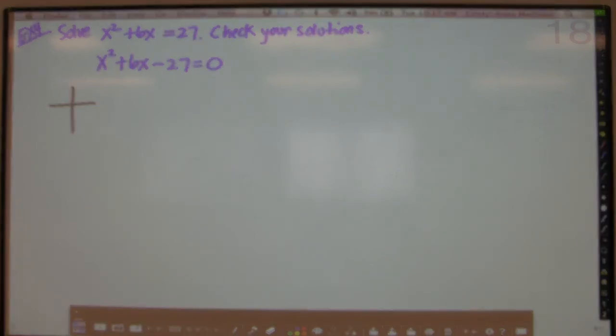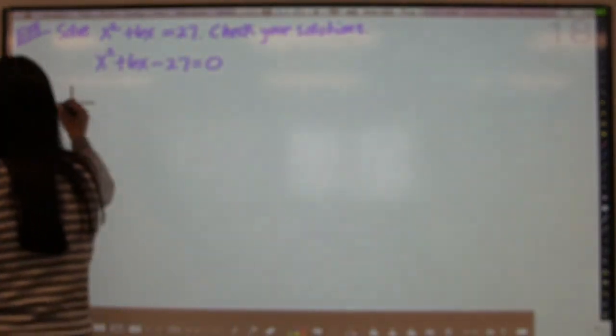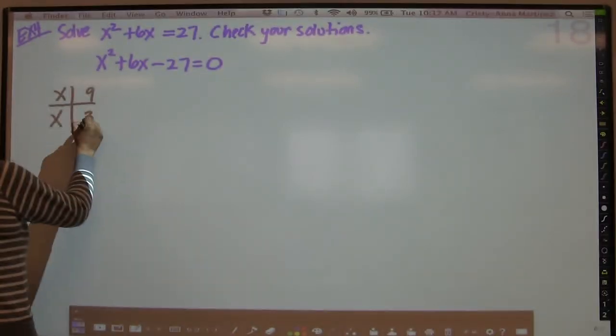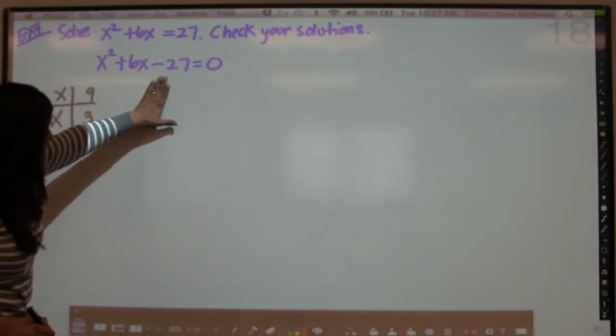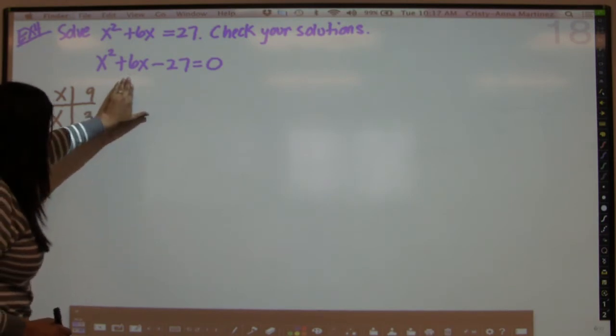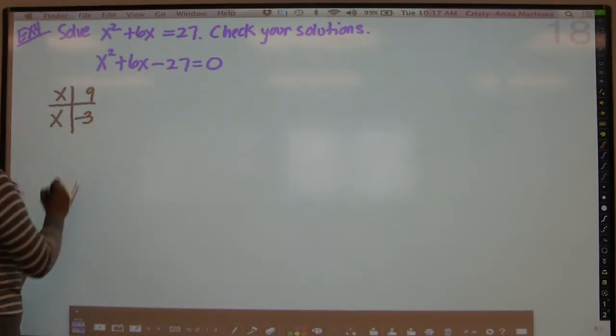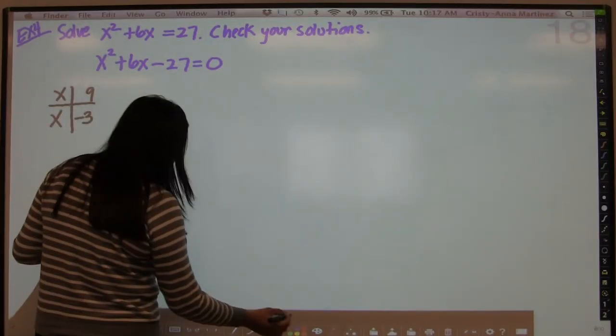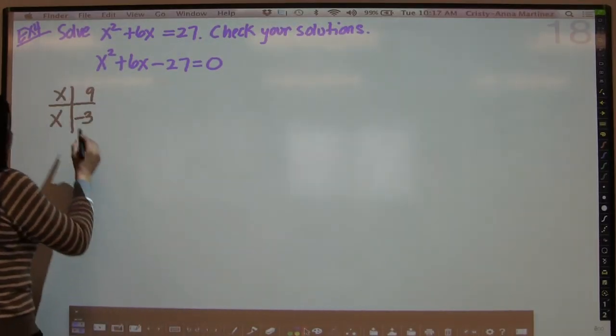So we're going to put on the left-hand side x and x again. And this time we're going to put the factors of 27. 9 times 3 is 27. But we want a negative 27. And we want a positive 6. So we're going to put the 3 negative so that 9 minus 3 will give me the 6. And the 9 times negative 3 will give me the negative 27.